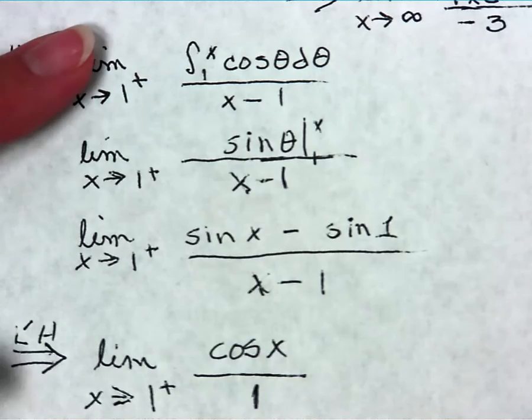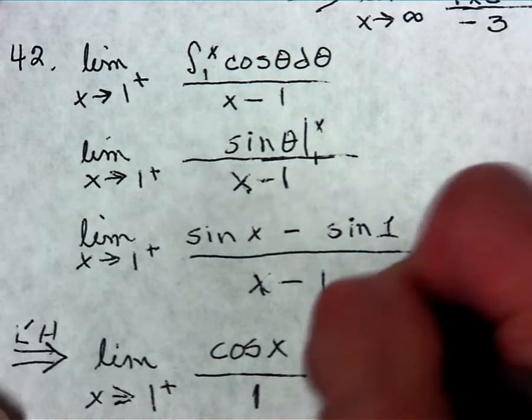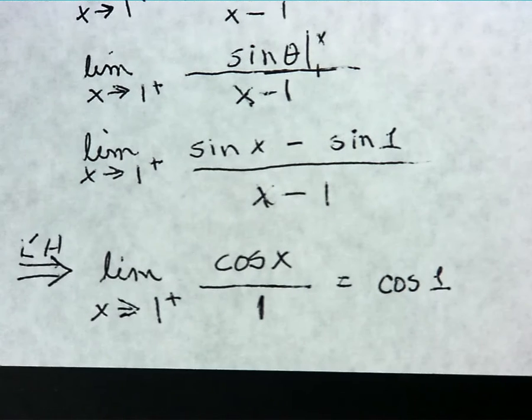What's the limit as x approaches 1 from any side of cosine 1? Well, it's an irrational number, but it's cosine 1. It's easy to fall into the trap of thinking, oh, cosine of 1 is, and then I realize, oh, that's a pi. This is not cosine of pi, this is cosine of 1. All right. 41 through 42. Not bad.